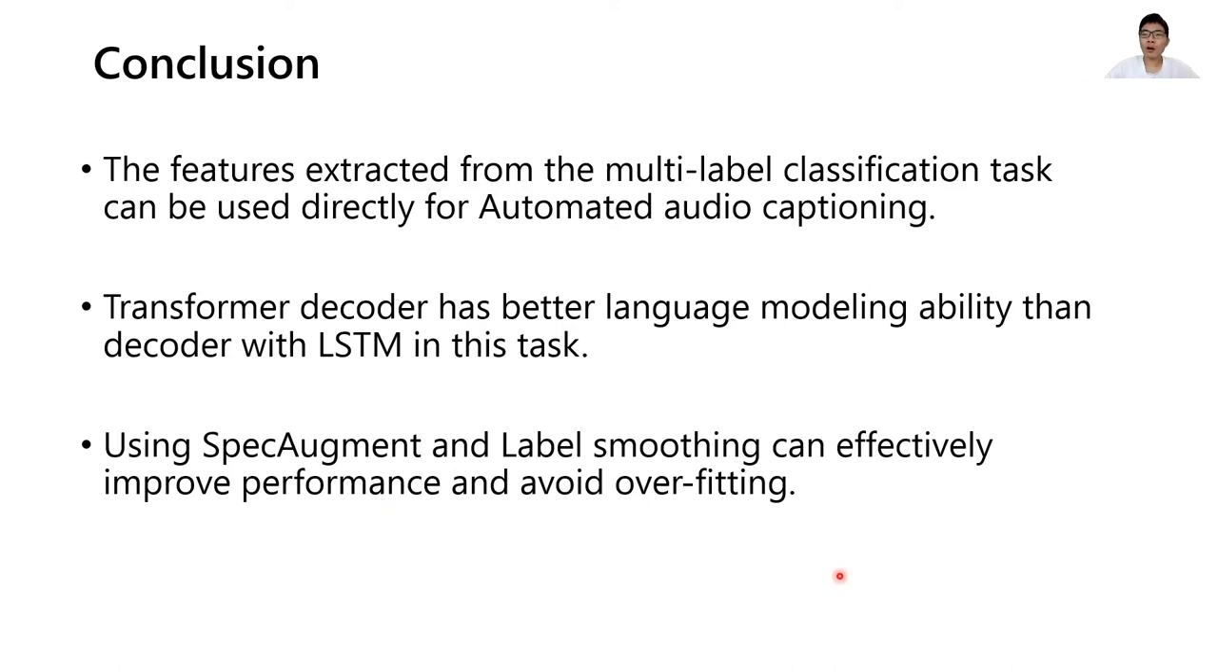Finally, here is the conclusion of the presentation. We proposed an audio captioning system based on CNN and transformer, and used some methods to improve our performance. The system is effective and achieved the second rank in the DCASE challenge. The experiment results show that the features extracted from the multi-label classification task can be used directly for automated audio captioning. Transformer decoder has better language modeling ability than the decoder with LSTM in this task. Meanwhile, using SpecAugment and label smoothing can effectively improve performance and avoid overfitting.